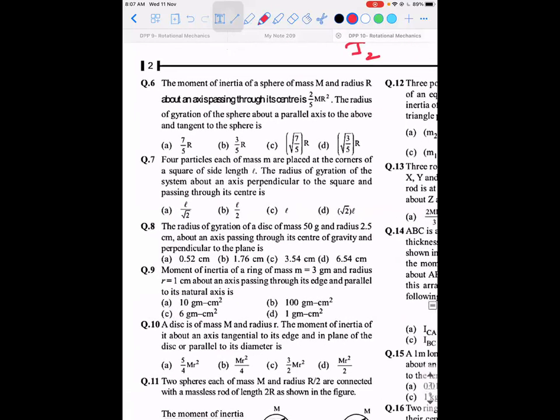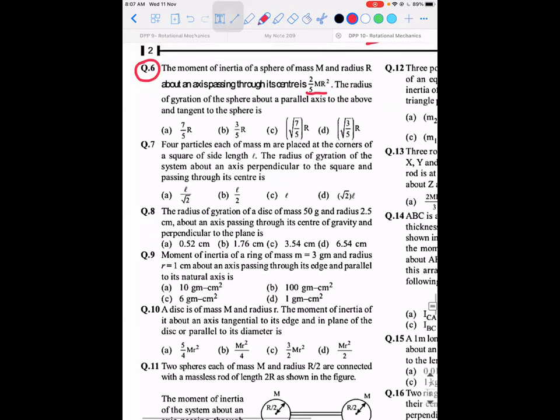The moment of inertia of a sphere of mass m and radius r about an axis passing through its center is 2 by 5 mr square. So the radius of gyration of the sphere about an axis parallel to and tangent to the sphere. See, this part we will do later because I have to explain the parallel axis theorem and perpendicular axis theorem. So let's not worry about it now.